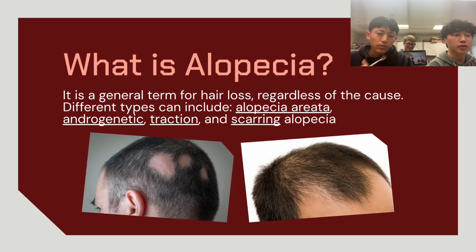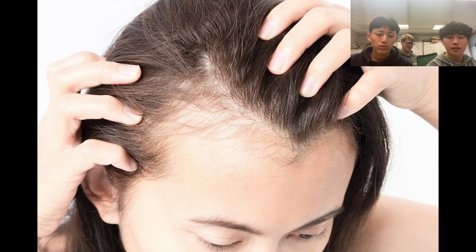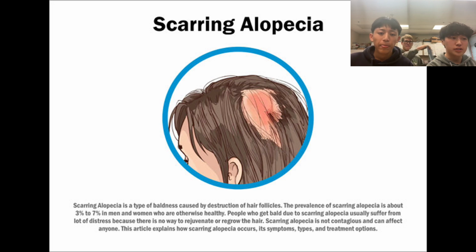So it's just a general term for hair loss, regardless of what causes it. So there's different types, and these different types can include alopecia areata, androgenic alopecia, traction alopecia, and scarring alopecia.